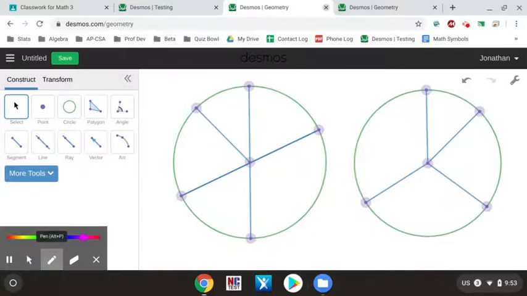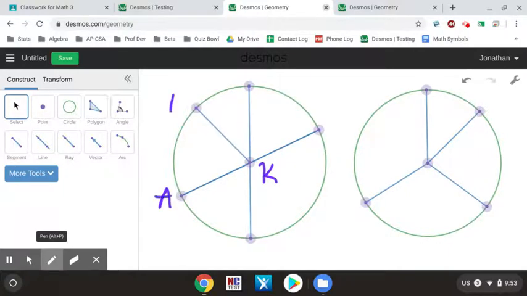What I have here is a circle, and we'll call it circle K like they did on number 10. K is the point in the middle of the circle, and we'll label some of these points A, B, C, D, and E. So it matches up to number 10. It tells us that this is 55 degrees, and it wants to know the measure of arc DE.